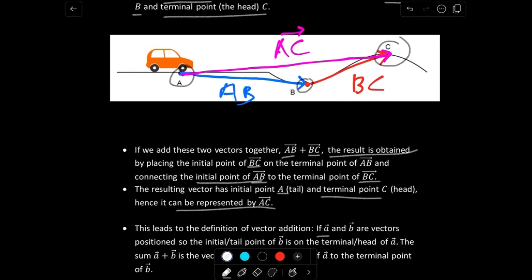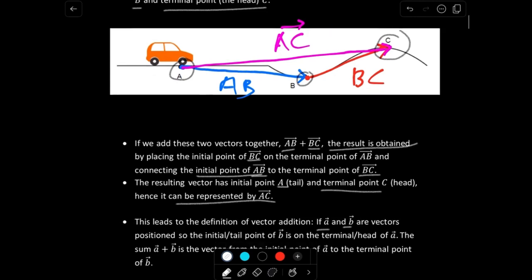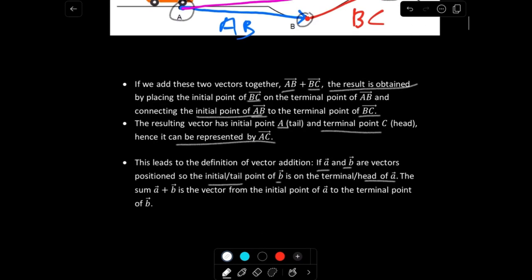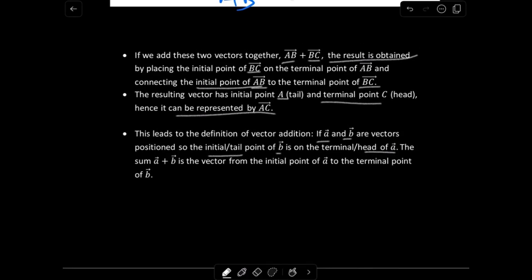If vector A and vector B are vectors positioned so that the initial point of vector B, the second vector, is on the terminal point, or head, of vector A. Let's quickly draw a little diagram to see what we're doing. Here's vector A. And these vectors are positioned such that the initial point of vector B, so we're starting from here, is on the terminal point. In fact, let me draw it like this. So here's vector A and here's vector B.